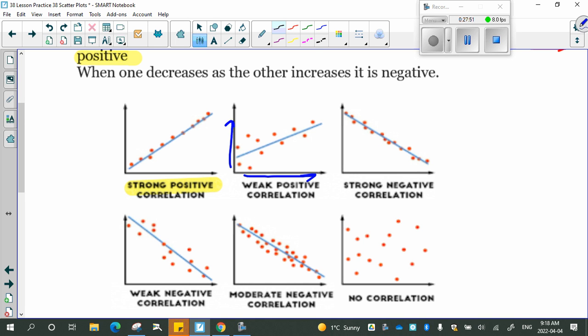Here's a strong negative one. Remember negative slope? Give me an example of something in real life, 2 things that would relate, that would have a strong negative correlation. 2 things in the real world that would relate, that would have a strong negative correlation. So as something increases, the other one's decreasing. Something in real life. Can be anything.